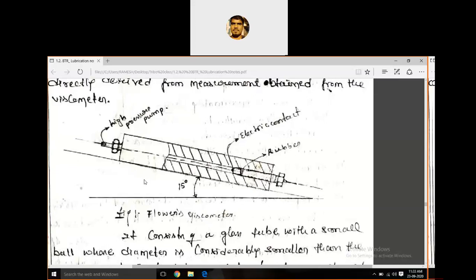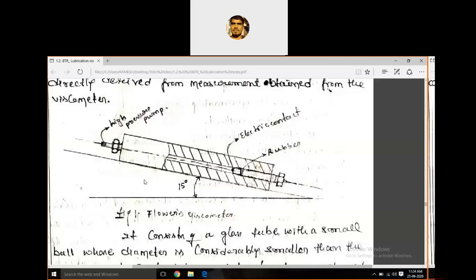Secondary viscometer means we cannot measure viscosity directly. First, we have to measure some parameters, and those parameters we are going to convert to viscosity. That's why it is called a secondary viscometer. It means the absolute viscosity of the liquid cannot be directly derived from the measurement. So that's why it is a secondary viscometer.